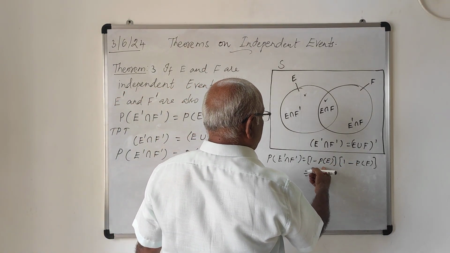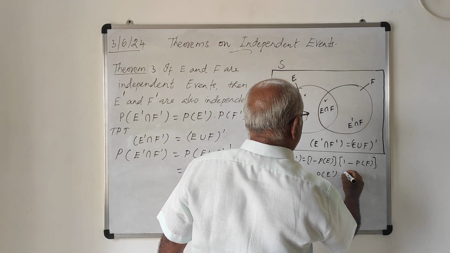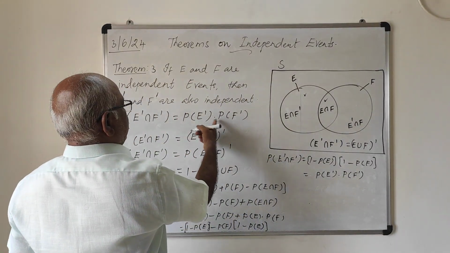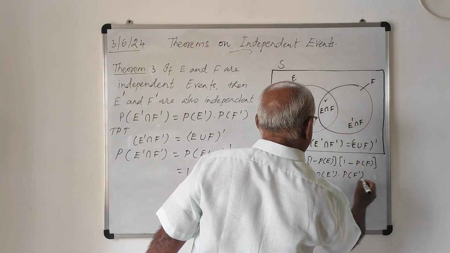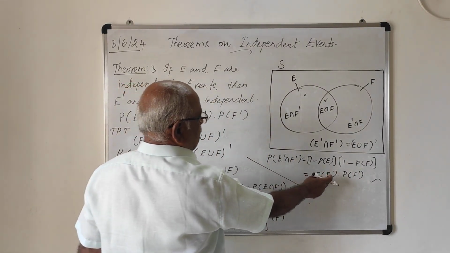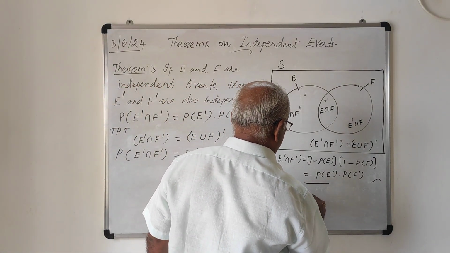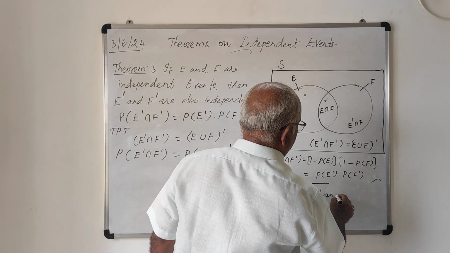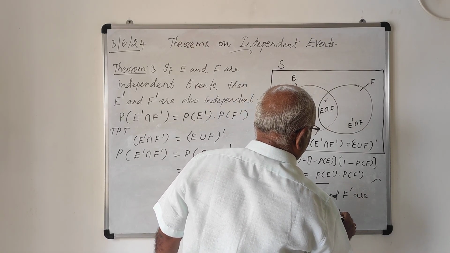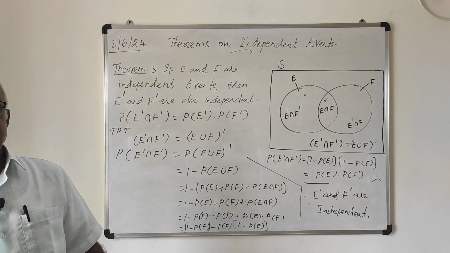So this is 1 minus p of e, that is p of e dash, and this is 1 minus p of f, that is p of f dash. So p of e dash intersection f dash equals p of e dash into p of f dash. We derive the concept. Therefore, e dash and f dash are independent. That's all about the book work. Okay?